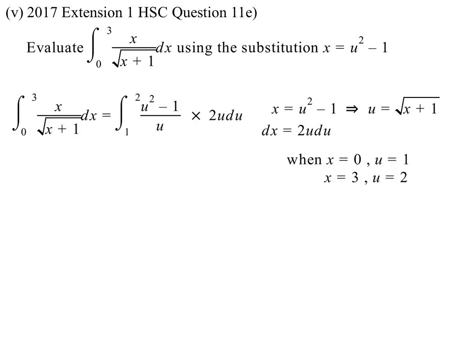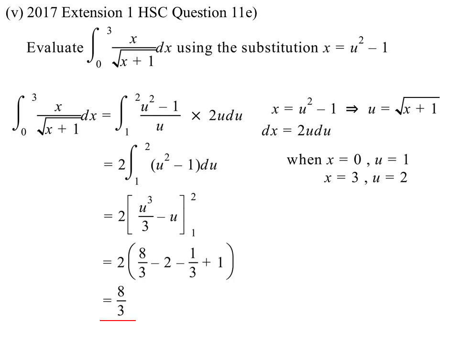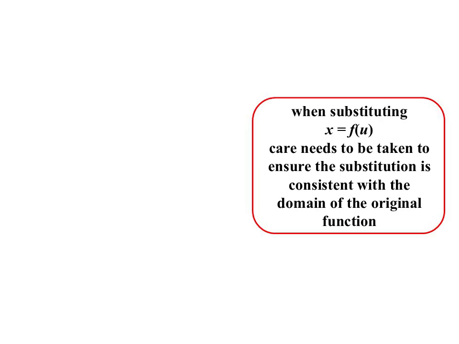So substituting all that in, nicely those u's end up cancelling. So I'm just integrating u squared minus 1, which of course is add 1 to the power over the power. Substitute in, we get 8/3. There's just one thing we have to be careful with. When we change it round and make it x equals function u, we have to make sure that the substitution is consistent with the actual domain of the function itself. What do I mean by that?